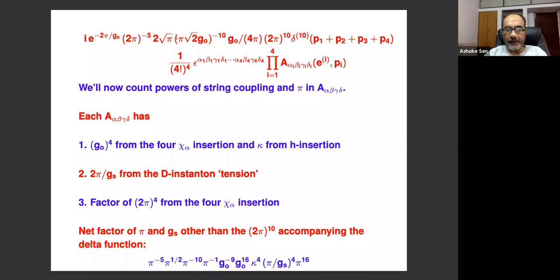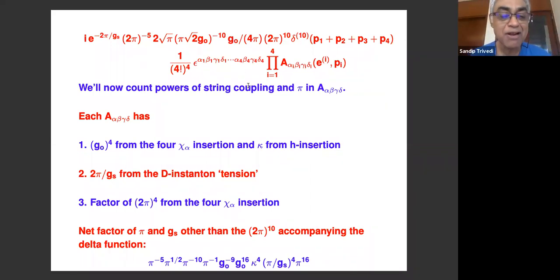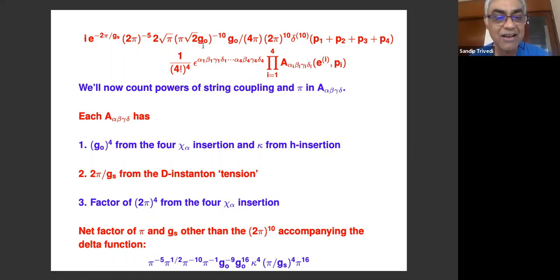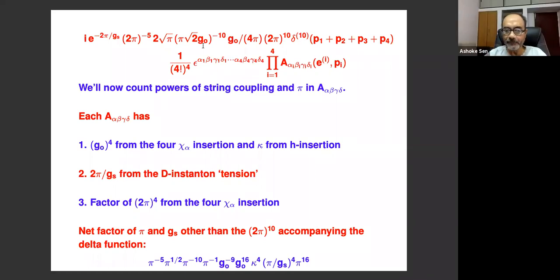There are some pi's and g's already explicit here. When you first presented the result, there was a G_S to the 7 by 2. That Q is like an open string coupling, and I'll say how this is related to G_S. The first part came from the end, then this is the momentum conserving delta function. This 2 pi to the 10 is not part of this pi counting; it is always separate. And then we have this factor.